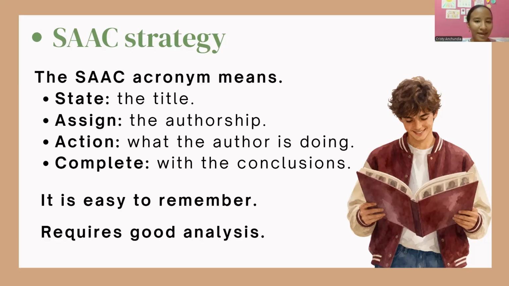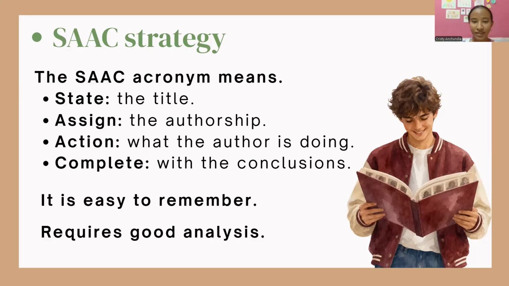The first one is the SAC strategy. This is an acronym which means state, assign, action, and complete. First of all, we must state the title or the main idea of the study or the paper that we are reading. Next, we should assign the authorship. In this case, as we are talking about academic reading and writing, we should add to our summary the surname of the author and the year of publication.